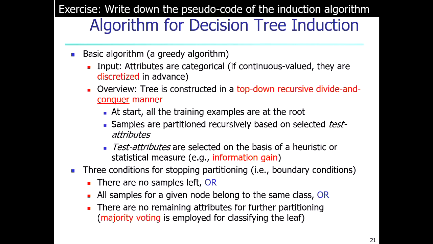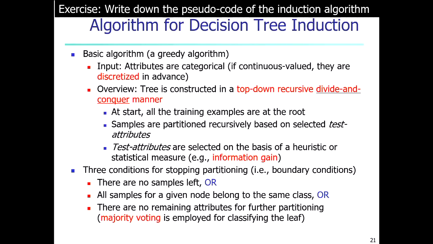So in a decision tree, as you can imagine, there are three stopping conditions. One is that there are no samples left. So basically, you have no data. Then you do not need to split, because you have nothing to split. The other is all samples have the same label. Then you do not need to split because you have already reached your conclusion.